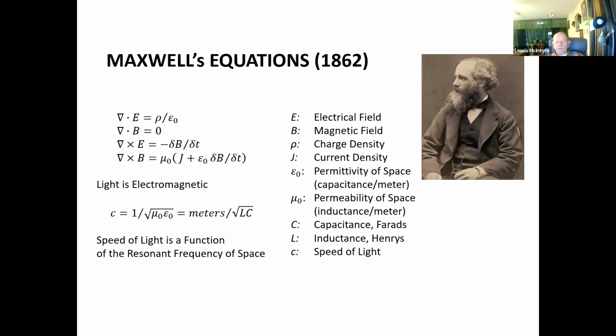In the mid-19th century, James Clerk Maxwell defined the set of electromagnetic equations. An electric field flows from a charged source or a sink. A magnetic field has no sources or sinks. Electric fields are generated by time-varying magnetic fields, and magnetic fields are generated by electric current. He determined that light is electromagnetic radiation, with a theoretical speed of propagation related, interestingly, to the resonant frequency of space.